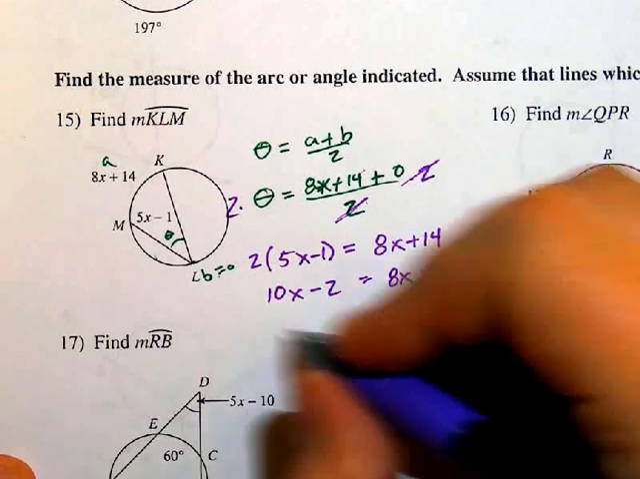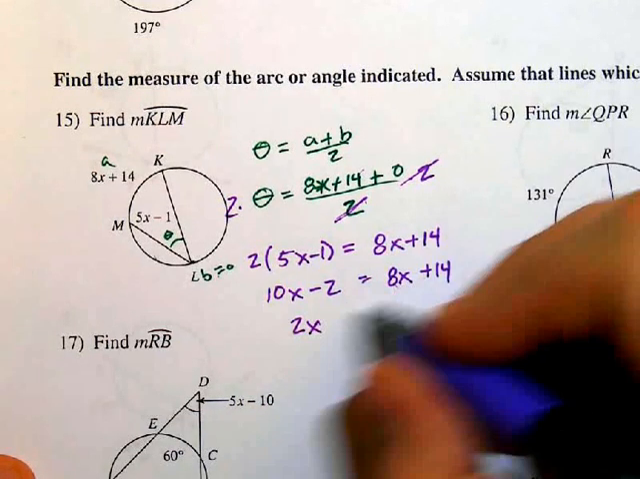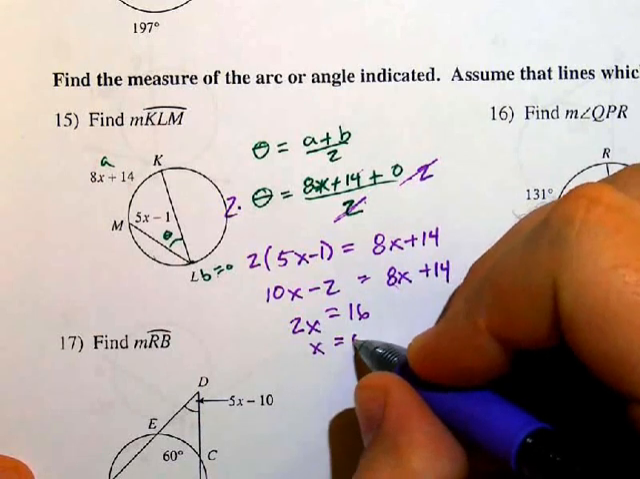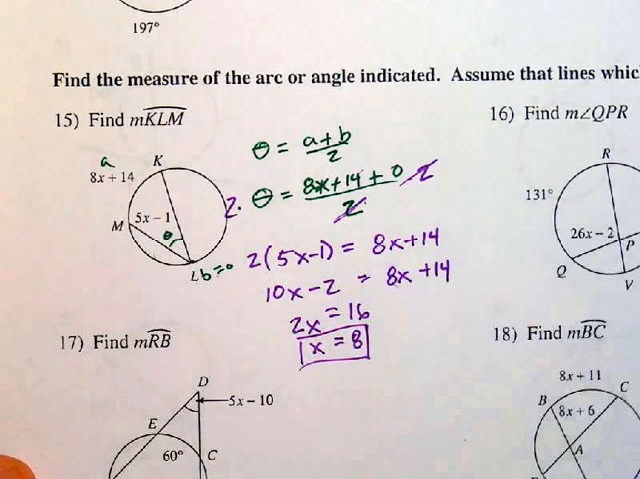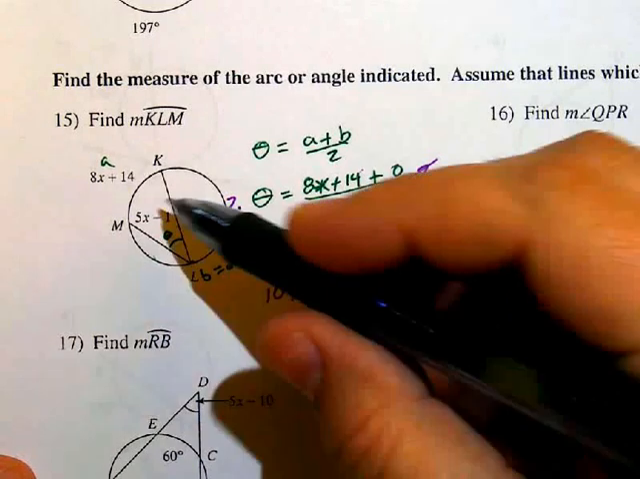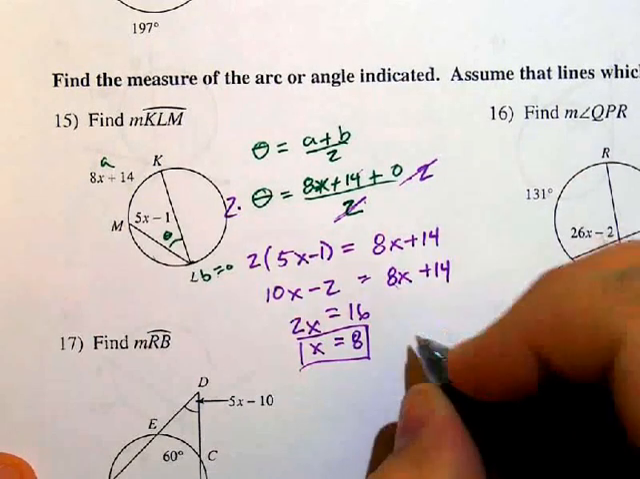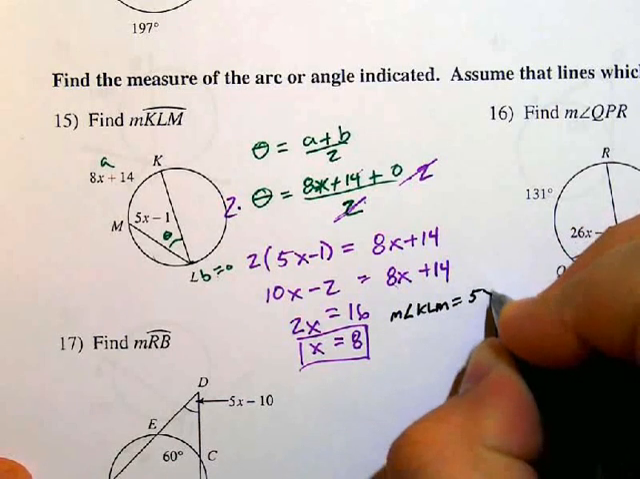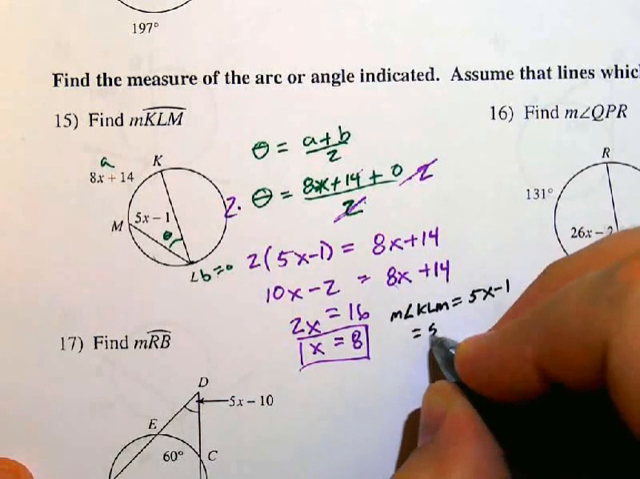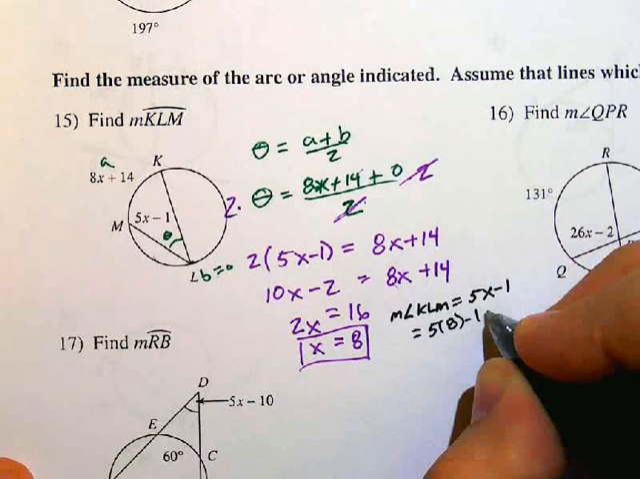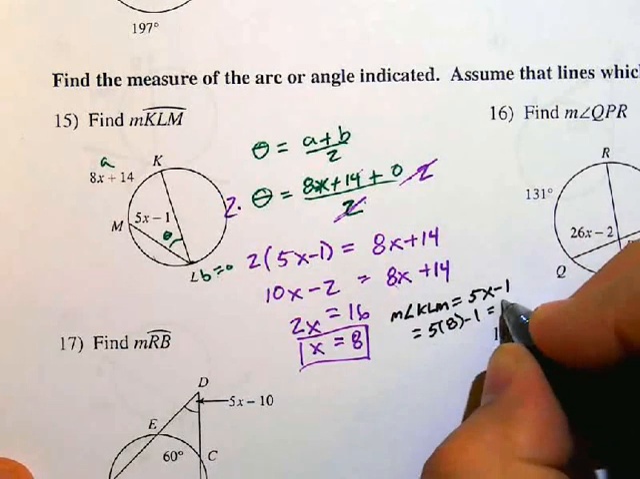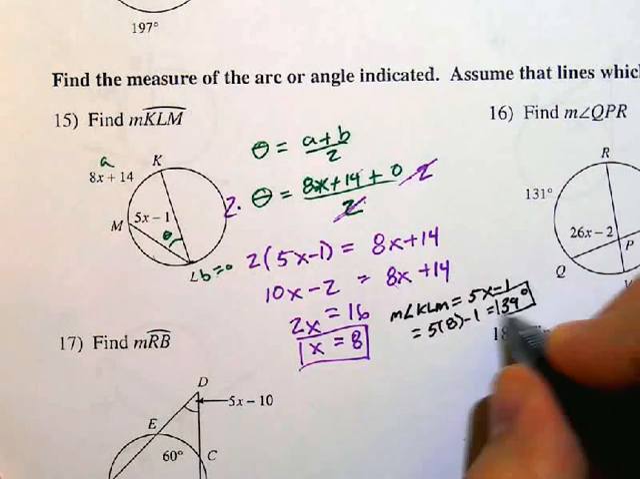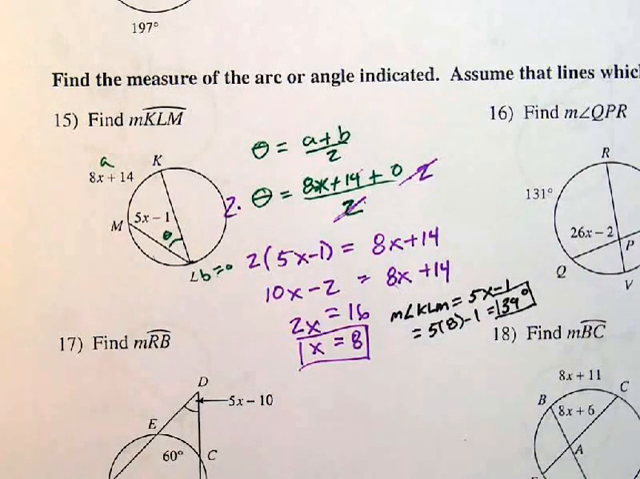So adding 2 to both sides, I'm going to get 16 over there. Subtracting 8x from both sides, I'm going to get 2x when I subtract 8x over here. I add 2, I'm going to get 16 on the other side. 2x equals 16, so x equals 8. Now the question did not ask us to find x. It asked us to find KLM. So I'm going to plug that back in, and I'm going to say, look, measure of angle KLM equals 5x minus 1. That's going to be equal to 5 times 8 minus 1. So that is equal to 40 minus 1, so 39 degrees. That is my final answer.